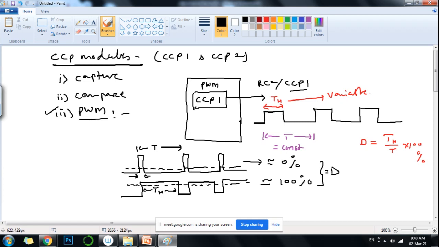Because of the inertia, the motor will not just rotate and stop and rotate and stop like that, but it will keep on rotating with a constant speed, and that speed will depend upon the average power supplied to the load, and that average power varies with the duty cycle. And that's how we can control the speed of a DC motor by using PWM signal. Okay, so that's the purpose of this. So let us see how this actual model works.